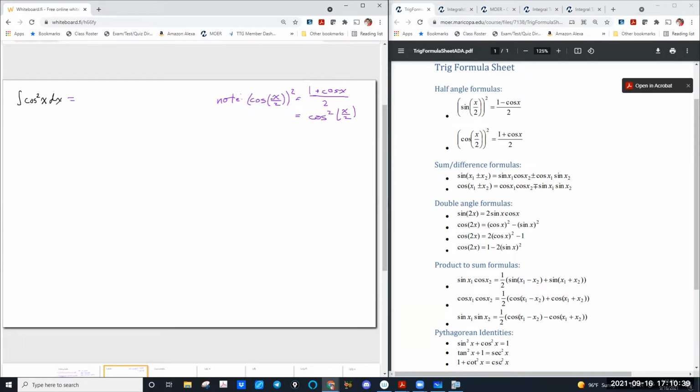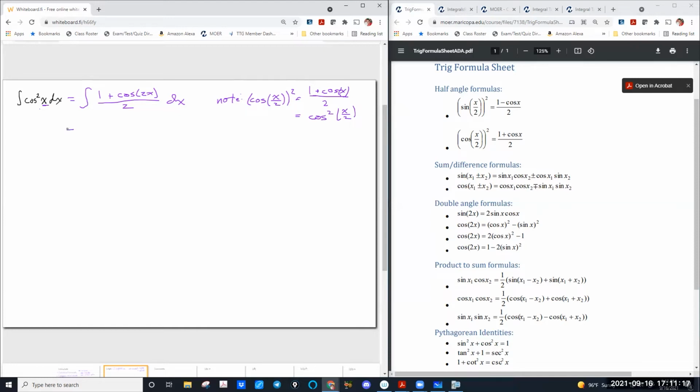Notice that whatever was in here got doubled. So x is double x over 2. So over here, since it was x, when we rewrite this, we have 1 plus cosine of 2x all over 2 dx. All right. Whatever was here, if this was a cosine of 5x, this would have been cosine of 10x. It's just part of the identities, just the way it's written, so I don't want it to throw you off.